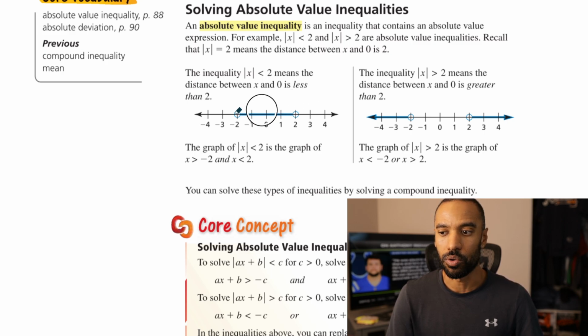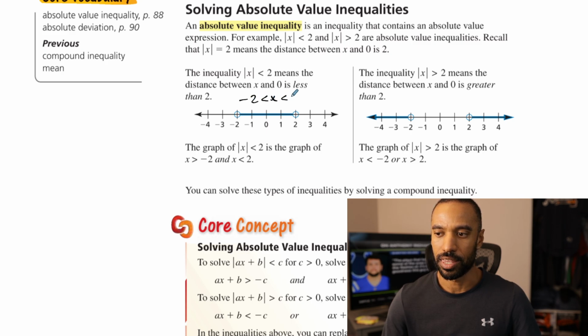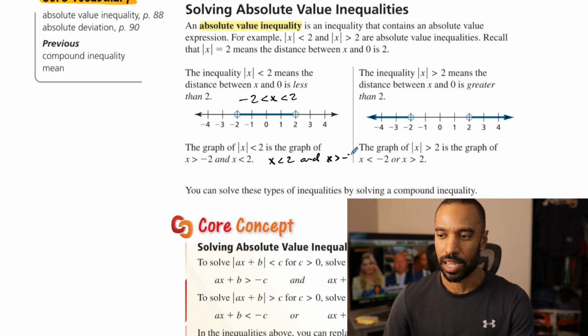Now, there are ways that we write what that is specifically. If you're within 2 units of 0, you are greater than -2 and yet less than 2. We would generally write this as a compound inequality like this. But the actual phrasing is: x is less than 2, and x is greater than -2, like that.